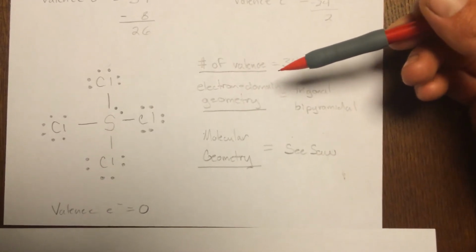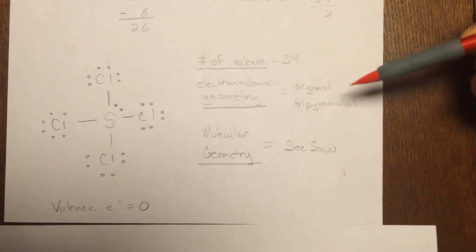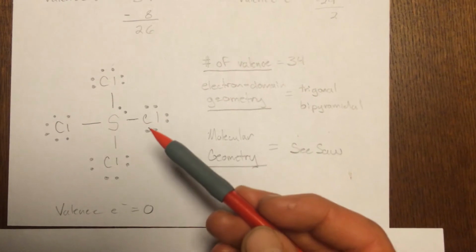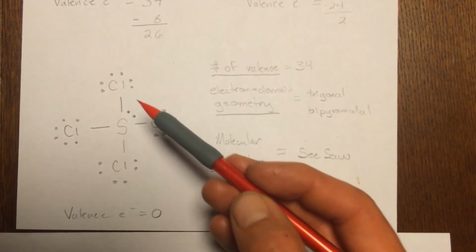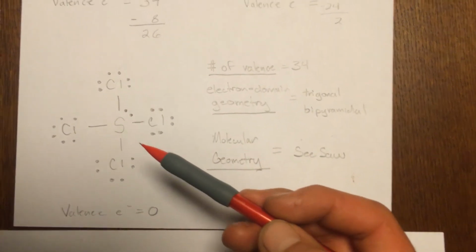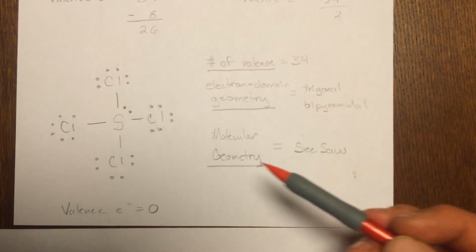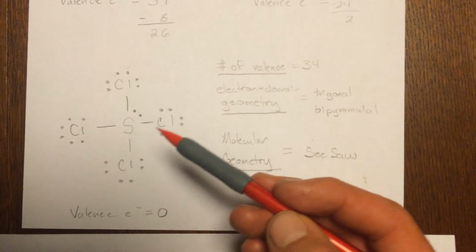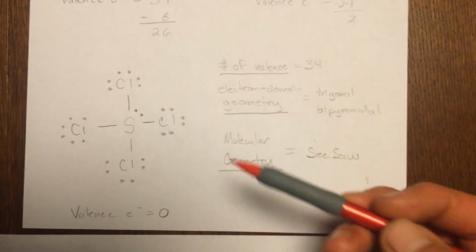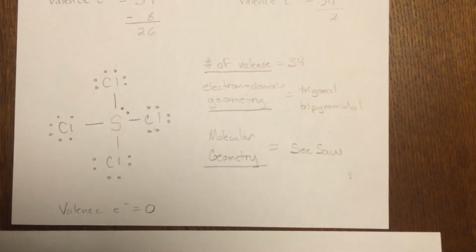The electron domain geometry is trigonal bipyramidal. We can figure that by the 1, 2, 3, 4, 5, which equals the trigonal bipyramidal in the seesaw, because we have 1, 2, 3, 4 bonded pairs and 1 unbonded pair, which gives us the seesaw.